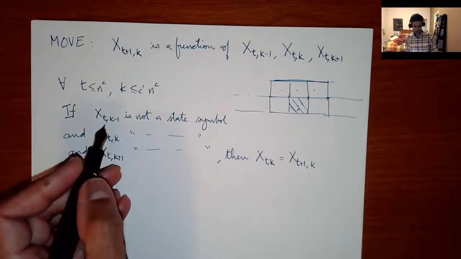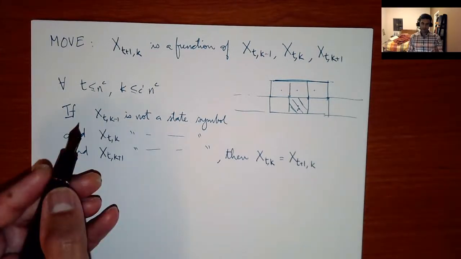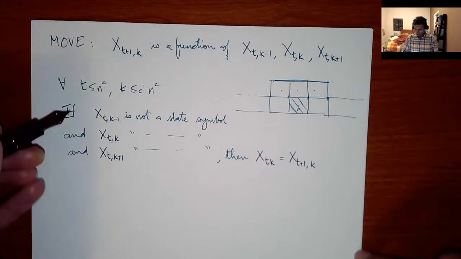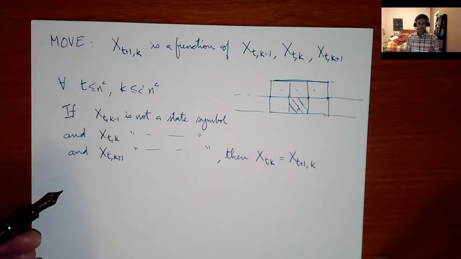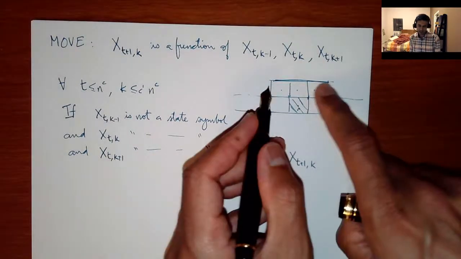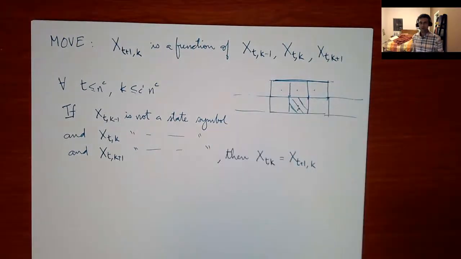So you can encode this just by taking the AND of little x_t,k-1 with all the state symbols, and so on and so forth. So this ensures that if the head is not there, then nothing changes. Now go ahead and tell me what you think will happen next.